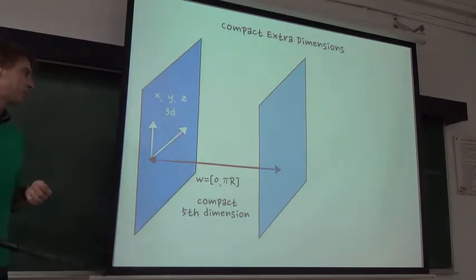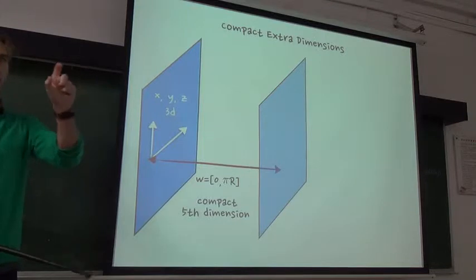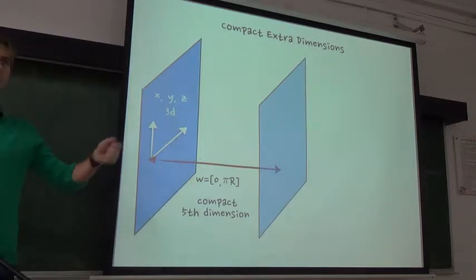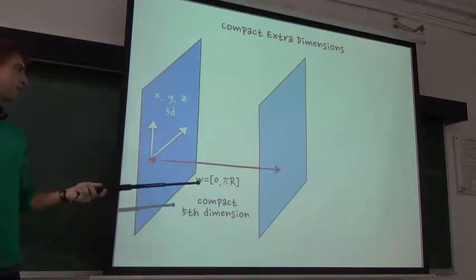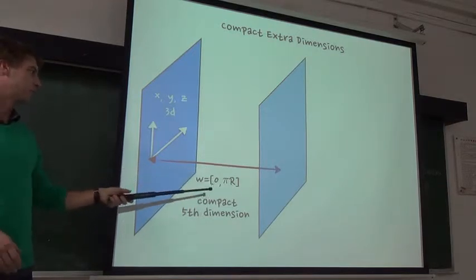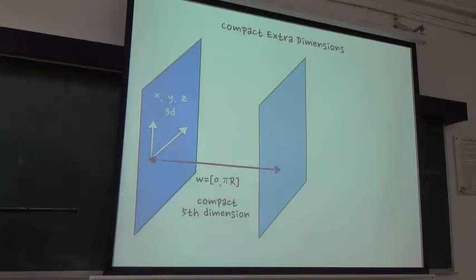So for example, you can imagine that there's an extra line segment at every point in 3D space that you can move along. This has some distance, which I'll just say is from 0 to pi r. And this can be consistent with observations if this distance is very, very small.